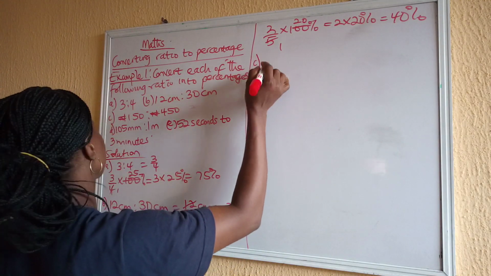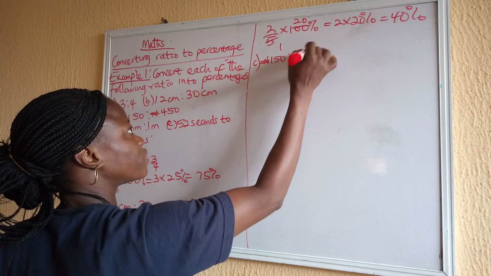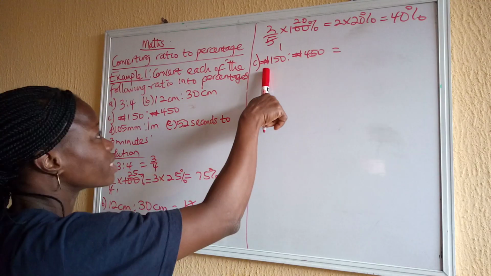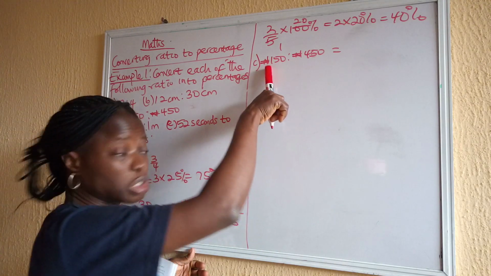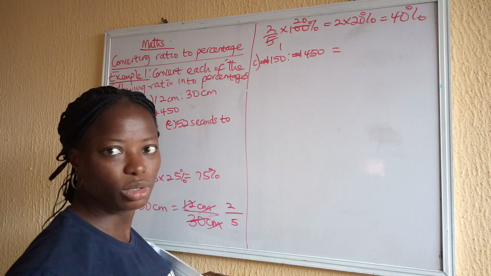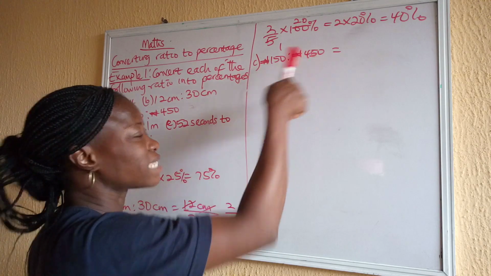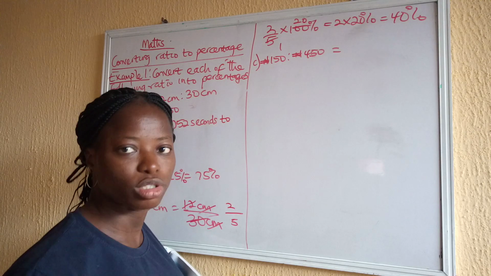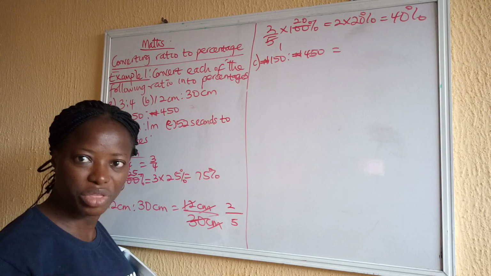Let's go to C. C is 150 naira ratio 450 naira. Now if you look at it, the first is always lesser than the second. The first ratio is going to be your numerator, the second one is going to be your denominator, and the numerator has to be lesser than the denominator, so that you can be able to cancel out without dragging anything.